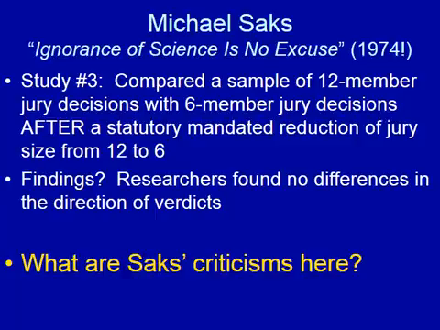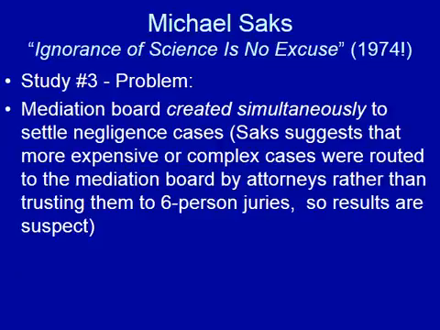You have the same jurisdiction in a before and after comparison, no attorney choice here to get in the way of good results. But what are Sachs's criticisms here? Well, the criticism is that there was a mediation board simultaneously created to settle negligence cases, which make up a big percentage of the cases. So Michael Sachs suggests that, in fact, more expensive and complex cases were routed to the mediation board by attorneys rather than trusting them to 6-person juries. So the results here are also really suspect.